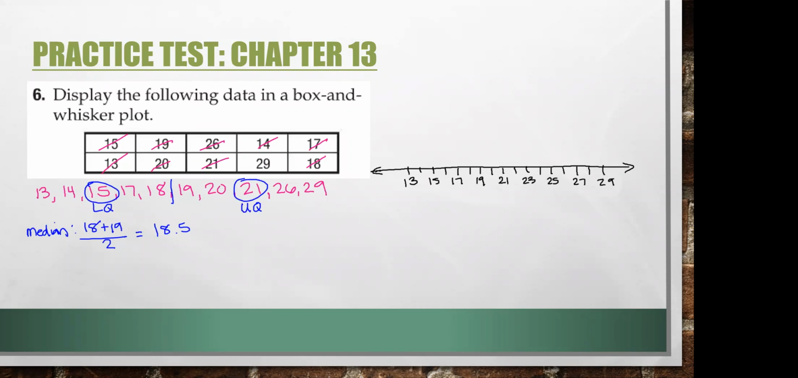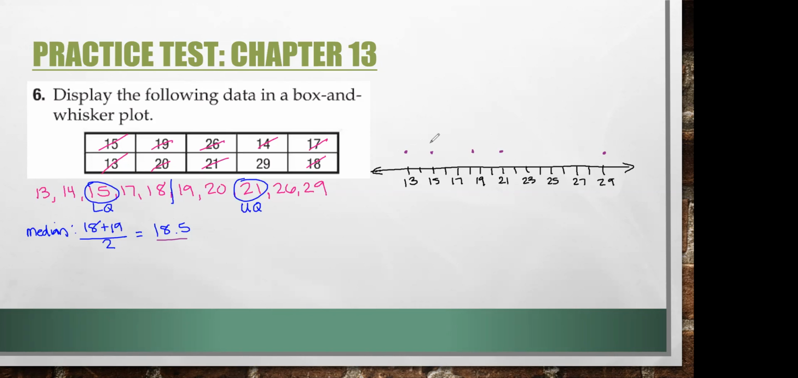So then I'm going to plot my points. So the lowest value is 13. The highest value is 29. My median I figured out was 18 and a half. So that's halfway between 18 and 19. So that'd be about here. And then my lower quartile is 15. Upper quartile is 21. Okay.